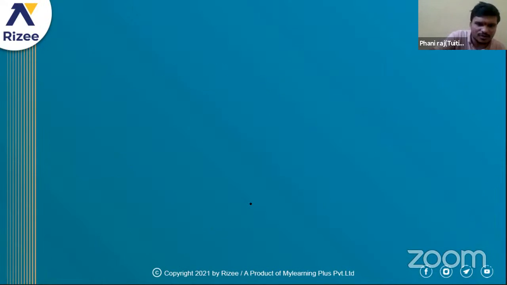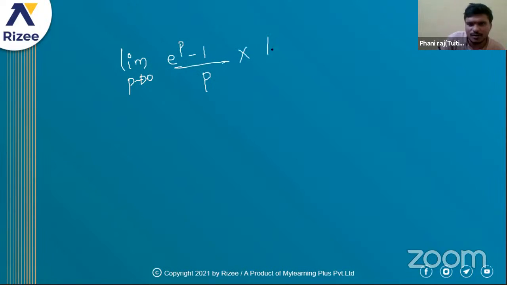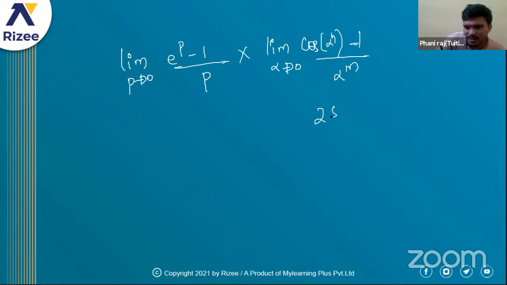okay, so we'll do it. Don't worry. This question is just limit p tends to 0, e power p minus 1 by p into, now again we'll write it in the normal form. Limit alpha tends to 0, cos of alpha power n minus 1 by alpha power m. We'll simplify this because this one is in the standard form. This is cos theta minus 1 is 2 sine square alpha power n by 2 by alpha power n.